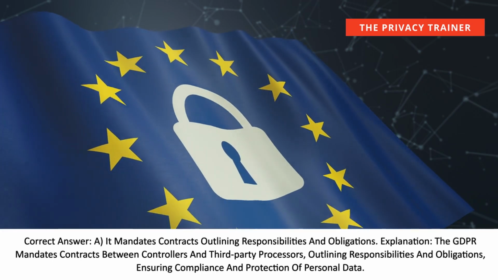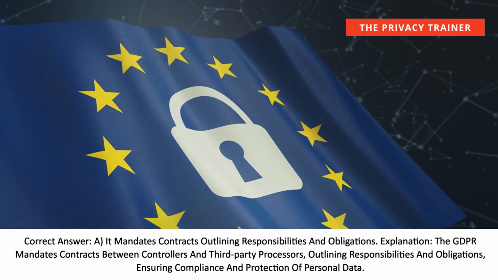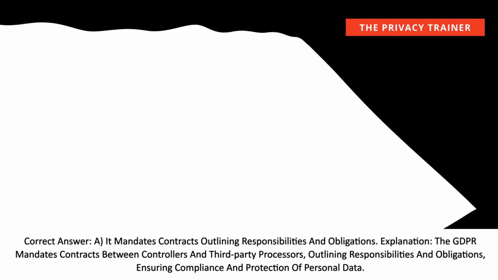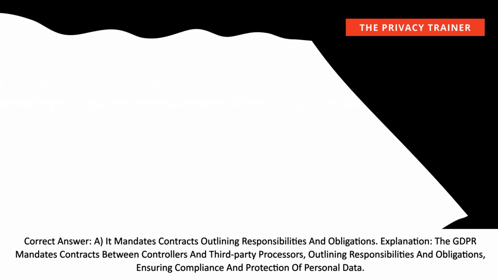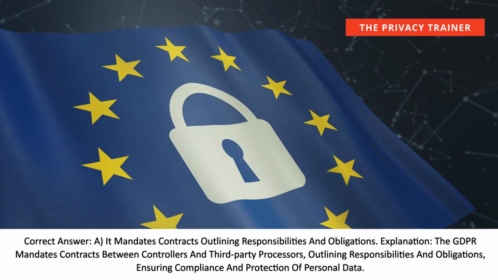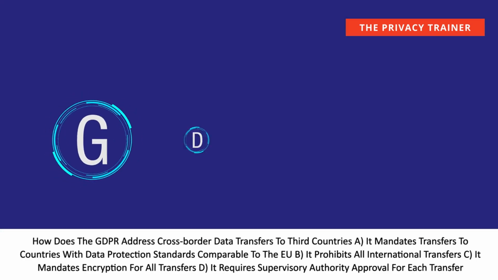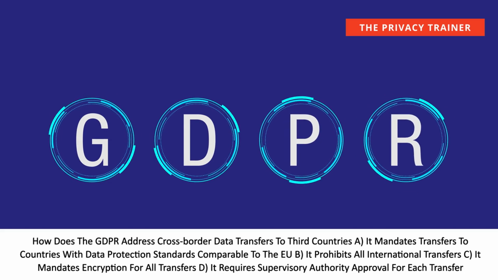Correct answer: A. It mandates contracts outlining responsibilities and obligations. Explanation: the GDPR mandates contracts between controllers and third-party processors, outlining responsibilities and obligations, ensuring compliance and protection of personal data. How does the GDPR address cross-border data transfers to third countries?